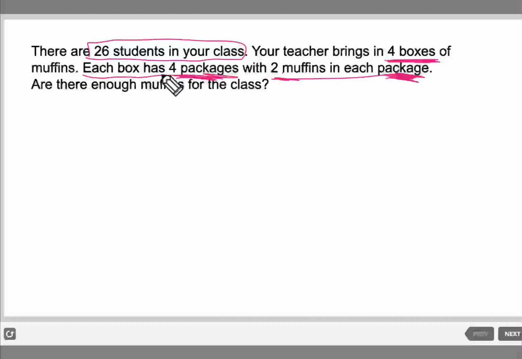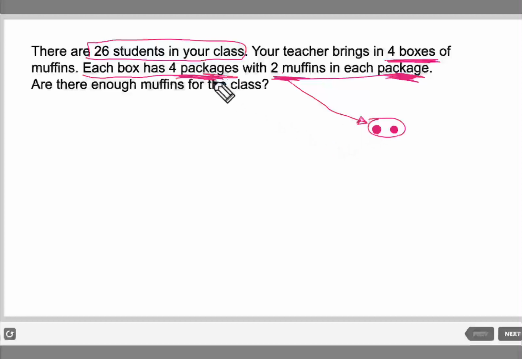And each box has 4 packages. Oh, I don't get it. What about drawing? Do you like drawing? Let's draw it. I will draw counters as the muffins. So I make 2 muffins. 1, 2. And this is for the first package.